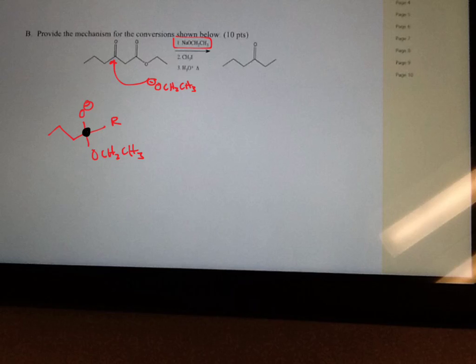The hemiacetal, what do we know about the hemiacetals? They're not stable. We reform the carbonyl. We kick out our leaving group. We go right back to where we started, meaning that doesn't happen. It acts as a base. It's going to act only as a base.